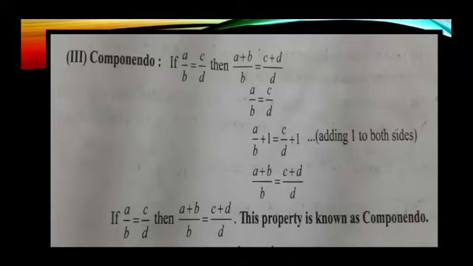Therefore, A upon B is equal to C upon D, then A plus B upon B is equal to C plus D upon D. This property is known as componendo. Now, dividendo. If you understood componendo, it is easier to understand dividendo, because in componendo we had added 1 to both sides. In this case, we will be subtracting 1 from both sides. Let's see.